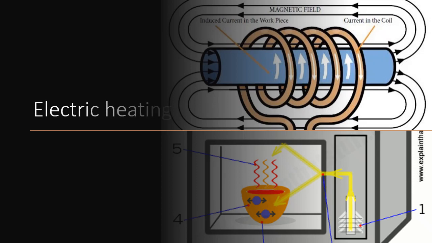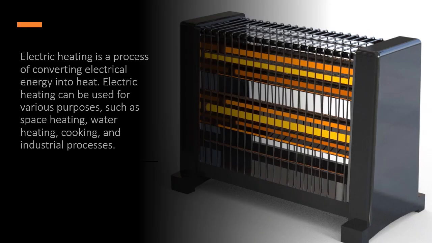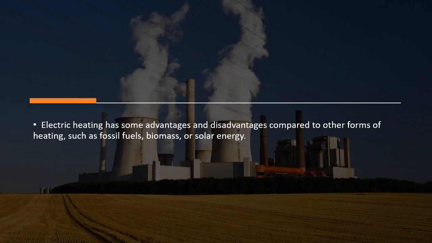Electric heating. Electric heating is a process of converting electrical energy into heat. Electric heating can be used for various purposes, such as space heating, water heating, cooking, and industrial processes. Electric heating has some advantages and disadvantages compared to other forms of heating, such as fossil fuels, biomass, or solar energy.